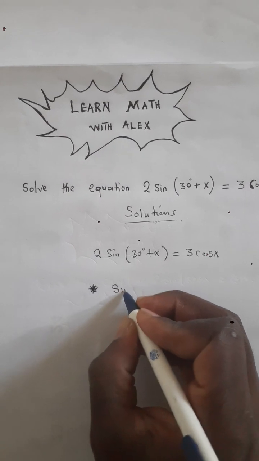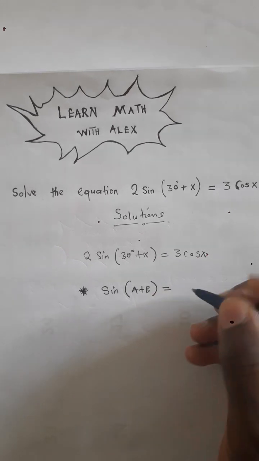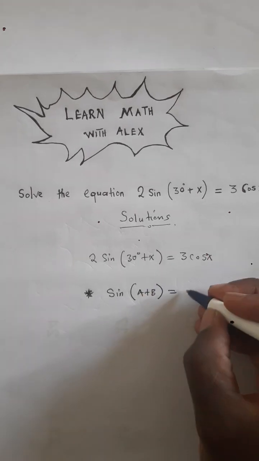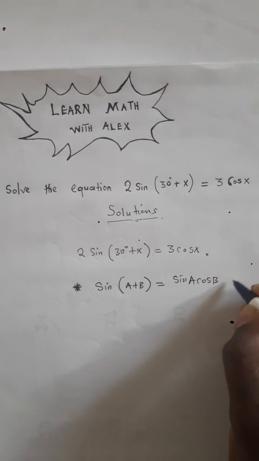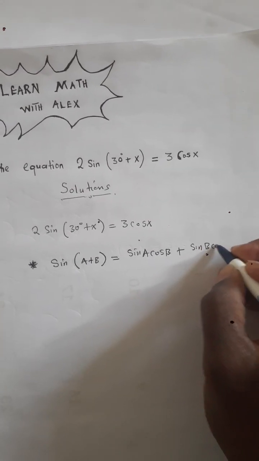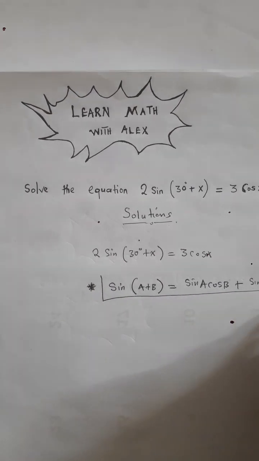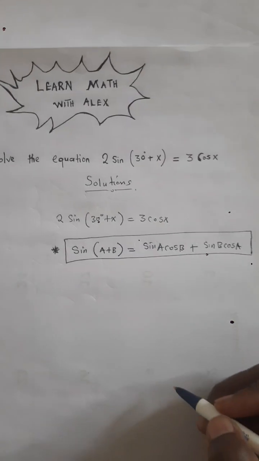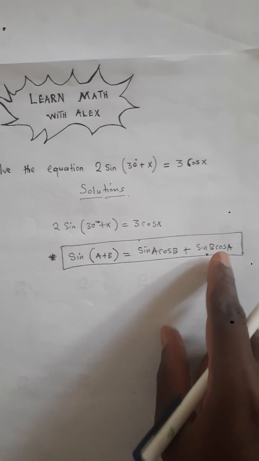We know that the compound angle for sin(a + b), meaning you are adding two different angles, is equal to sin a cos b plus sin b cos a. This is the compound angle formula for addition of two different angles for sine. So we are going to simplify this.